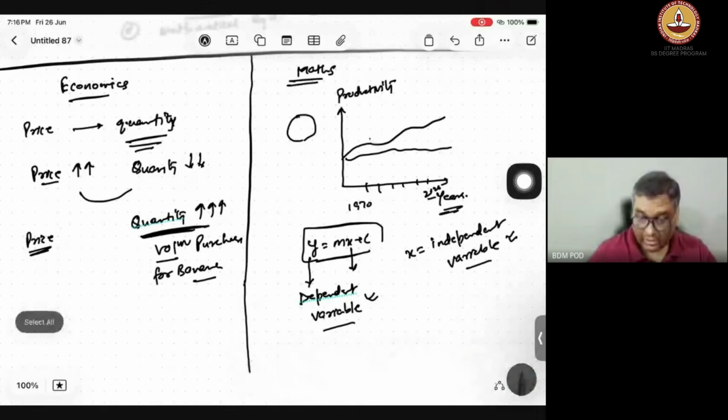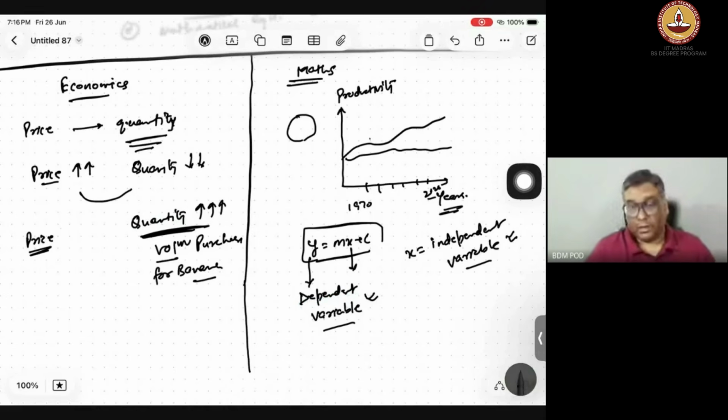Here both the things are working separately, they are not totally dependent, so what you are seeing is that both are dependent variables. You can't say that if you increase the price, the quantity will be the same. Quantity will fluctuate.